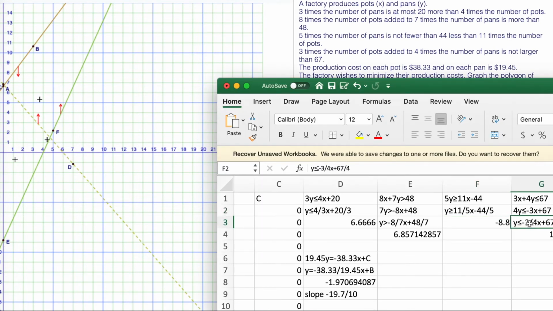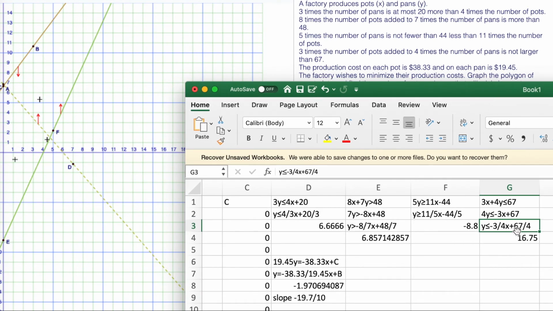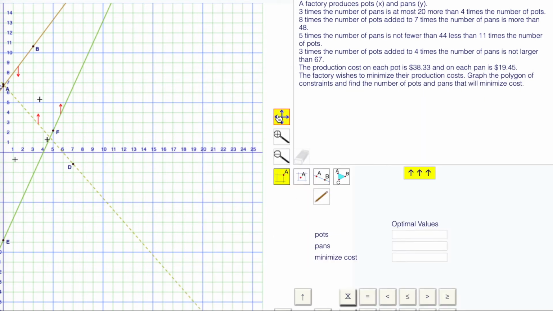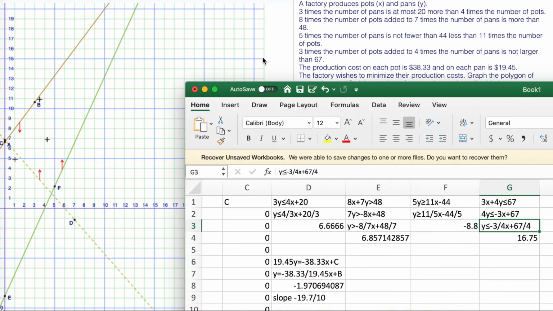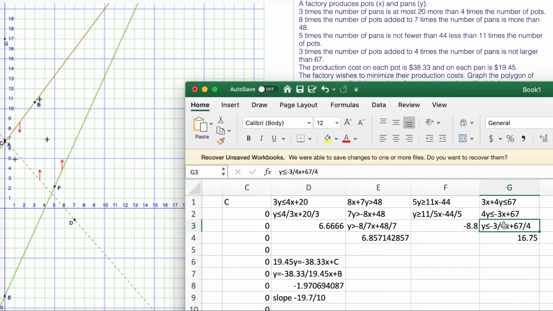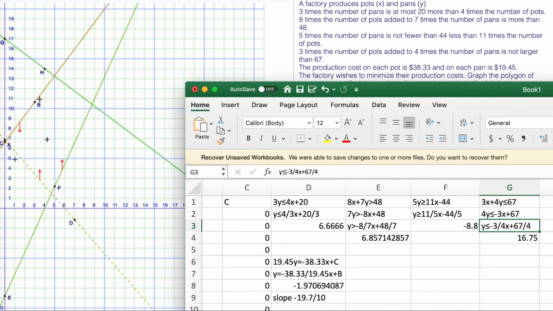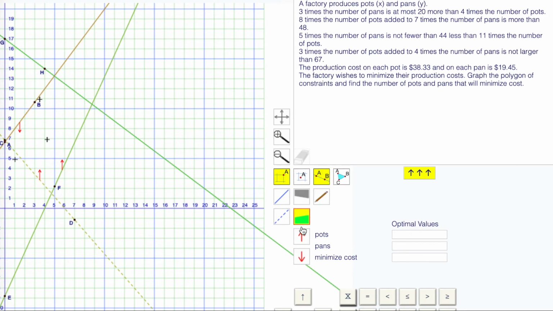Next line, we have y is less than or equal to negative 3/4 x plus 67/4, which is 16.75. With the translation tool, 16.75, which is close to 17, so I'm just going to go to 17. And our slope is -3/4, so I'm moving over 4 and down 3. 1, 2, 3, like that. It is less than or equal to, so solid line, and we are shading below.